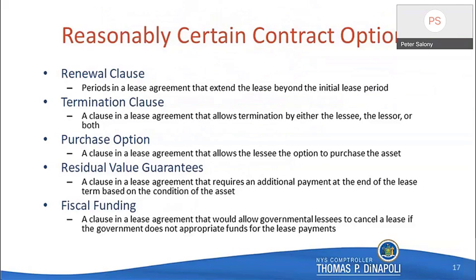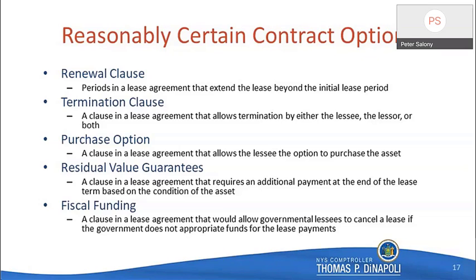Here are some common contract options you may encounter and be required to make a reasonably certain determination. Renewal clause. These are periods in a lease agreement that extend the lease beyond the initial lease period. Termination clause. A clause in the lease agreement that allows termination by either the lessee or the lessor or both. Purchase option. A clause in the lease agreement that allows the lessee the option to purchase the asset. Residual value guarantees. A clause in the lease agreement that requires an additional payment at the end of the lease term based on the condition of the asset.